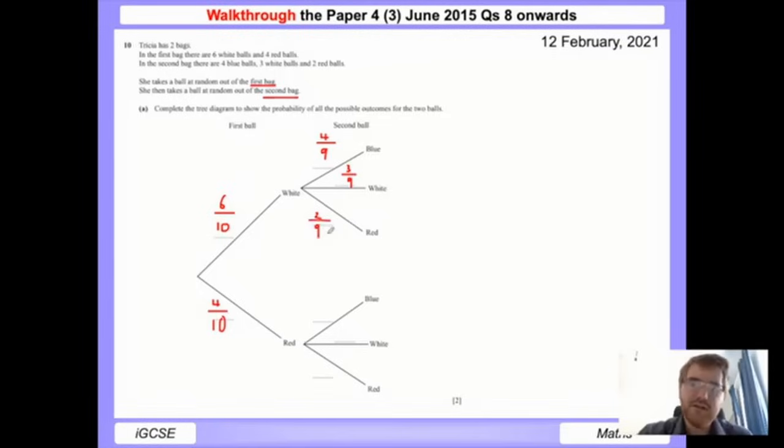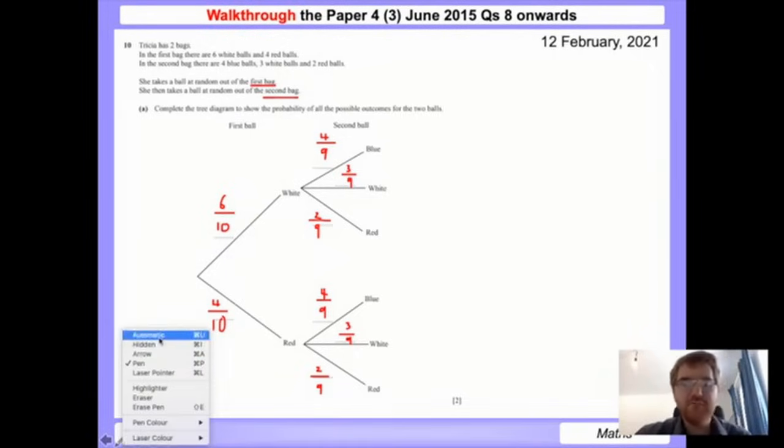And notice it'll be the same regardless of whether we chose white or red beforehand. It will still be the same probabilities. So 4 out of 9, we have 3 out of 9, and finally here 2 out of 9. Nice for 2 marks. Certainly that's marks you should be picking up in this paper for exam.